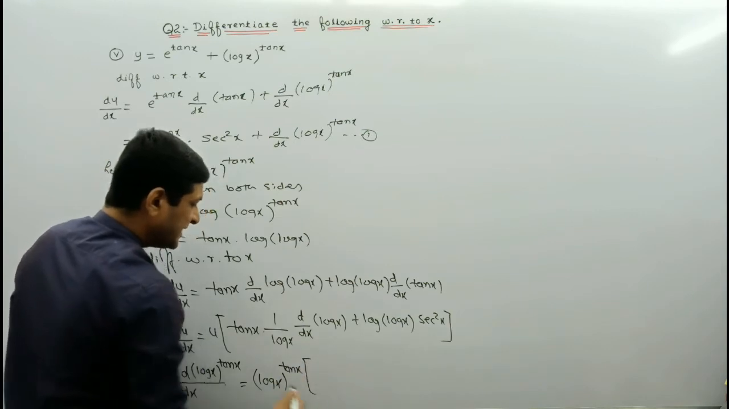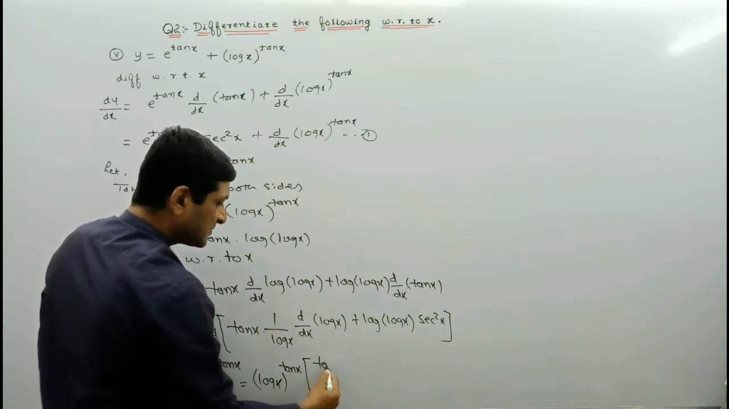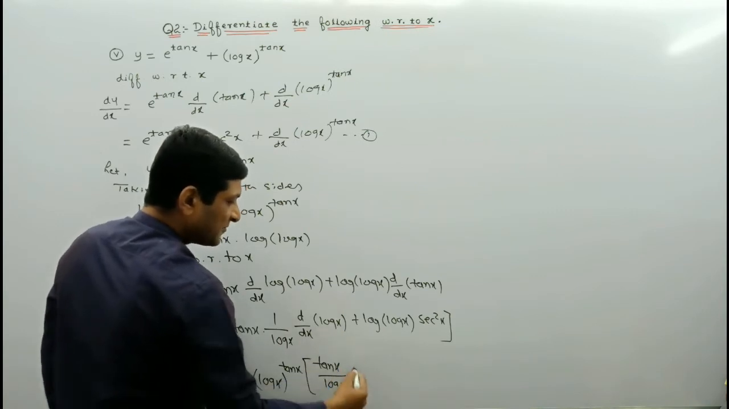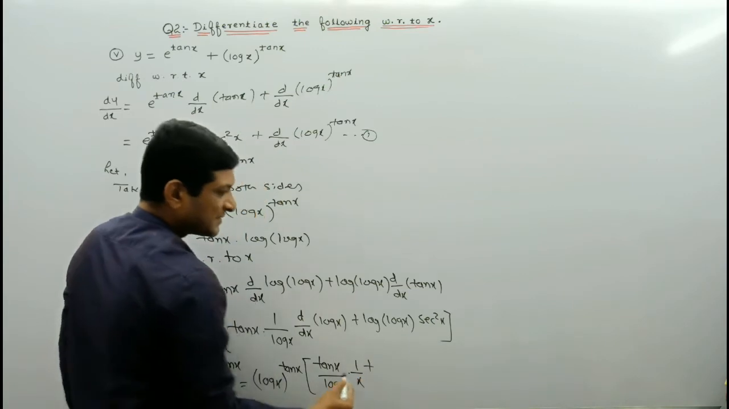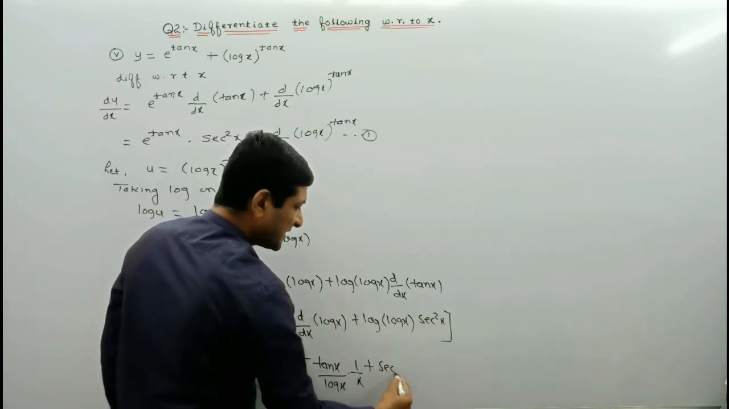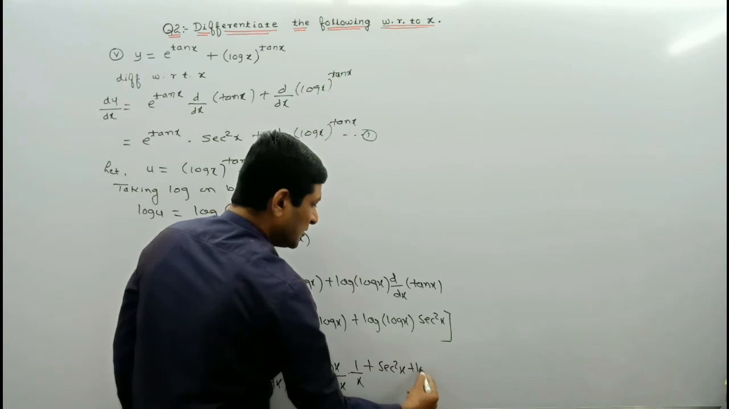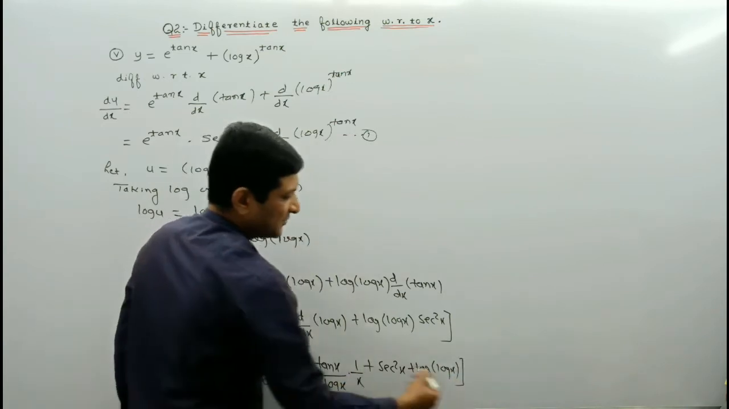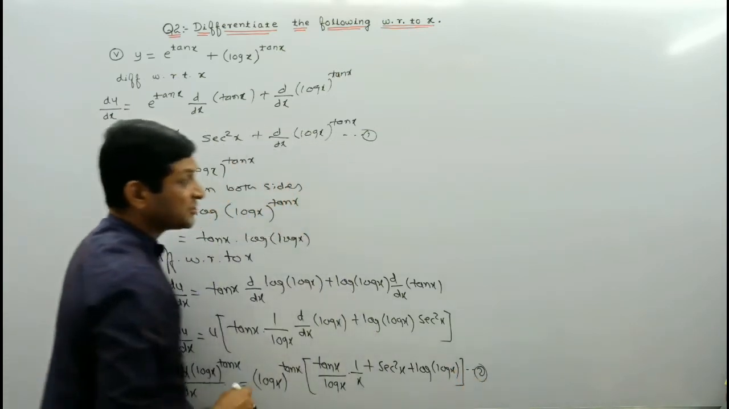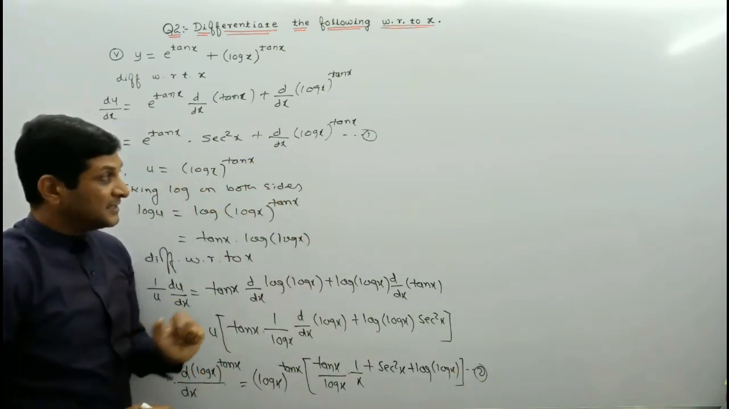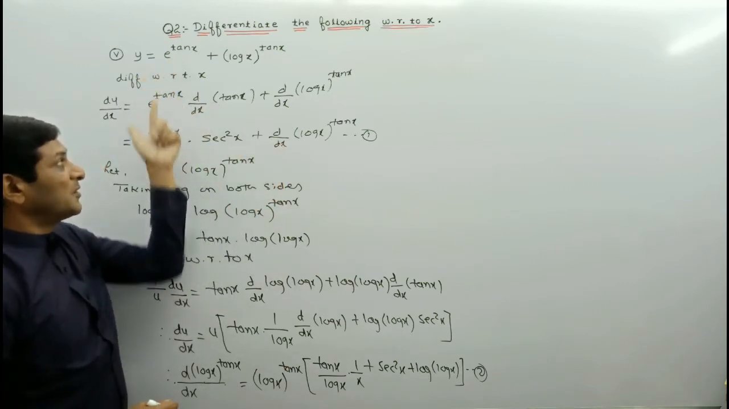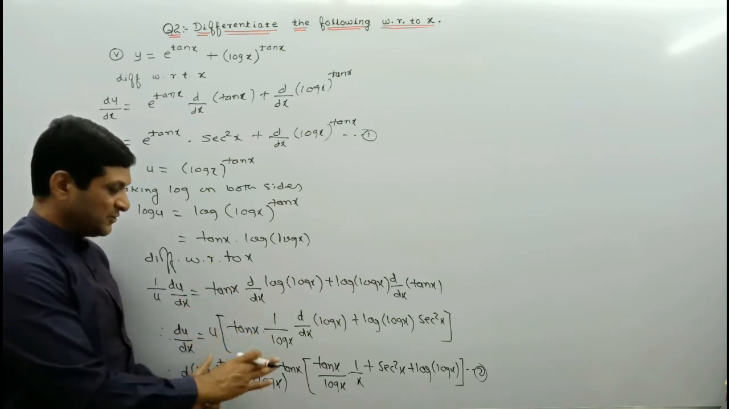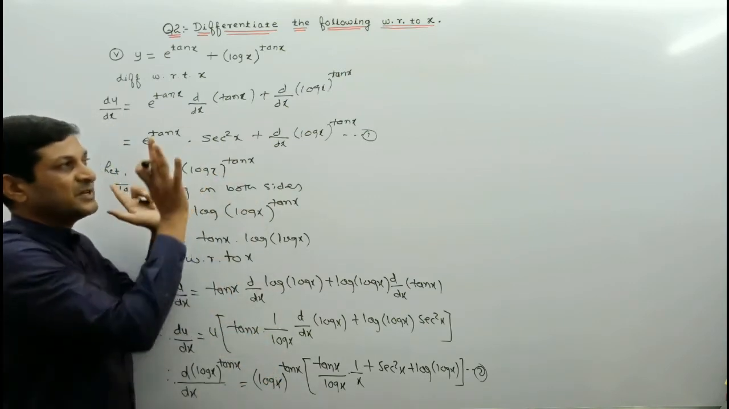And here see what we'll get. Tan x into 1 will be equals to tan x divided by log x, and derivative of log x is 1 upon x, plus here sec square x, first write down sec square x plus log of log x. Now nothing is there to simplify, so we can say that we have got the differentiation of this second term. The differentiation of first term is already known to us, differentiation of second term is also known to us. Now only remaining part is to find out the value of this differentiation in equation number first.